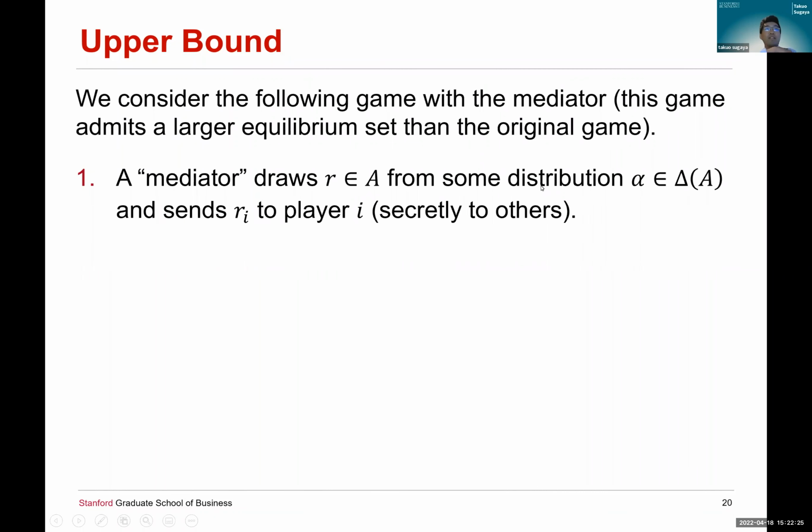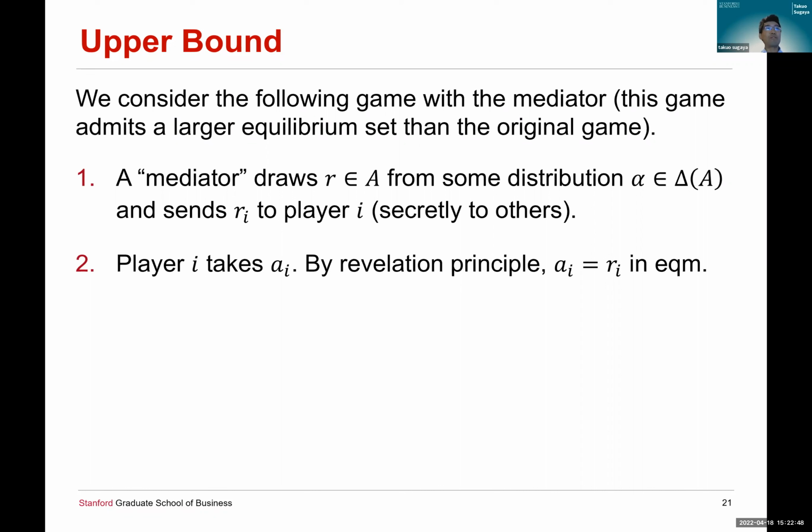So what does the mediator do in this game? The mediator draws a recommendation of actions from some distribution and sends player i's component of the action to player i. This is player i's private information, and other players do not know it. Player i takes some action a_i that may not be the same as the recommendation. But since we are looking at the Nash equilibrium of this game, the revelation principle readily holds. So in equilibrium, the recommendation from the mediator is the action that you are supposed to take, and you take that action.